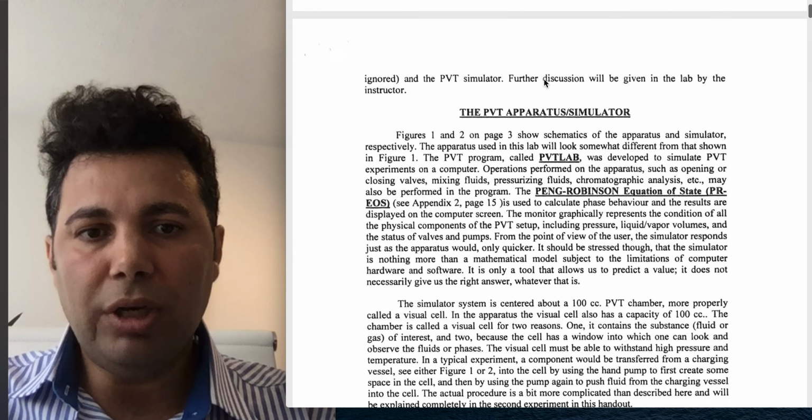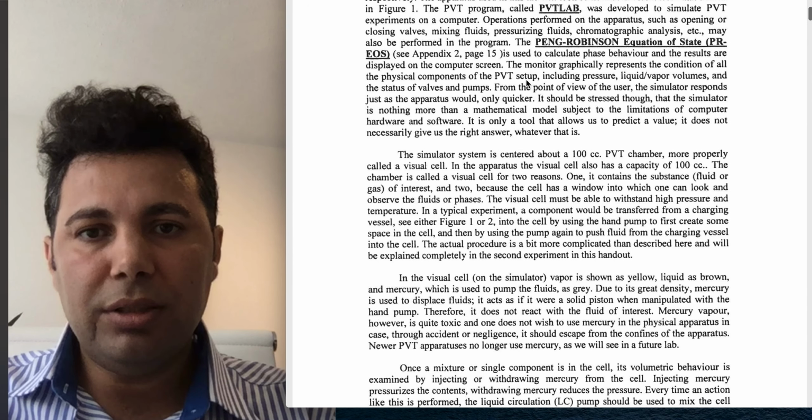So there is an introduction, and then there's a discussion on the PVT lab simulator, which basically tells you the assumptions. For example, here it says the Peng-Robinson equation of state is used to calculate the phase behavior. And you know from our discussion what the Peng-Robinson equation of state is. That was the most famous equation of state we use in the oil and gas industry. And what are the assumptions?